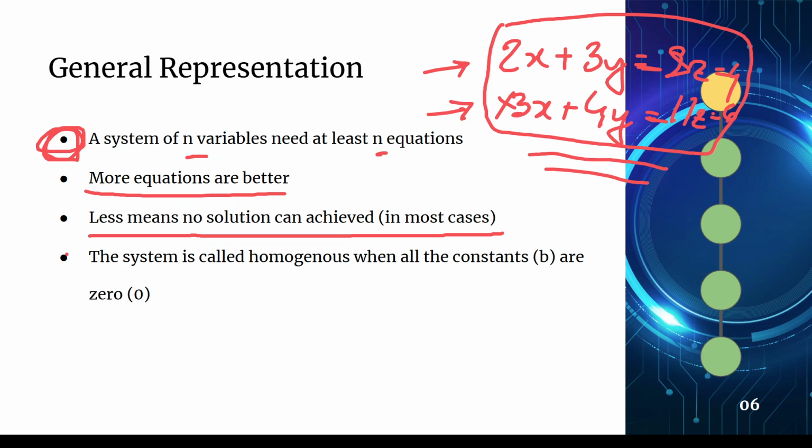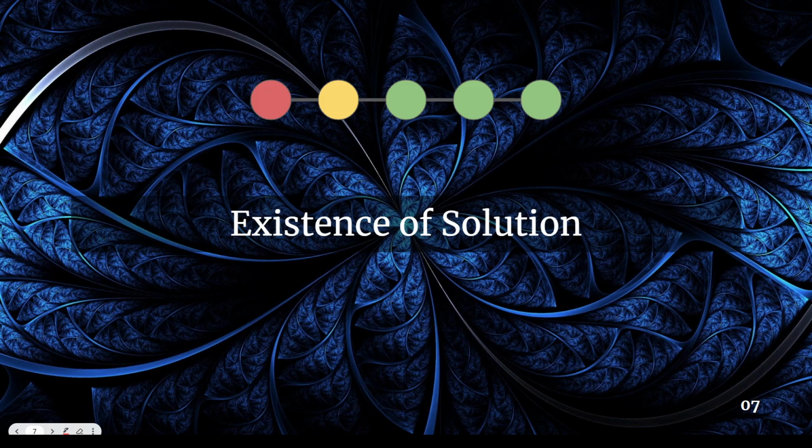Okay, so this one is actually just extra information. The system is called homogeneous when all constants b are 0. That's when all the values on the right side are 0, then we call the system a homogeneous system. So this is just to let you know.